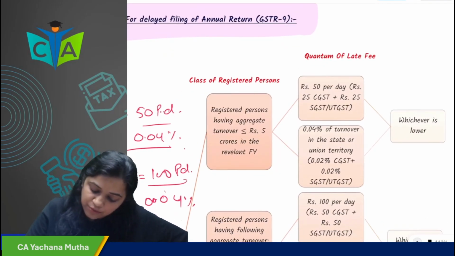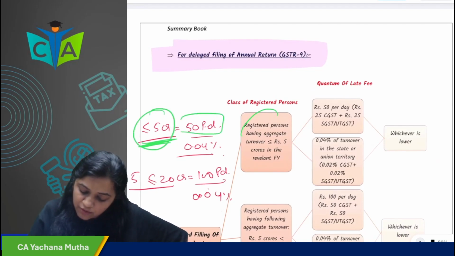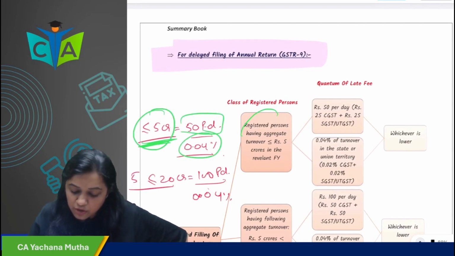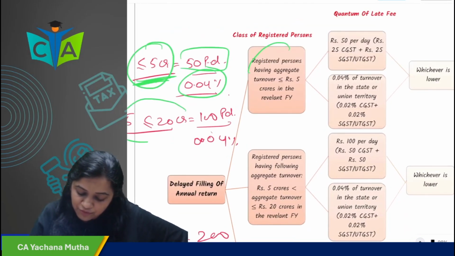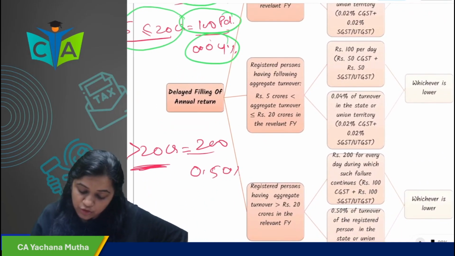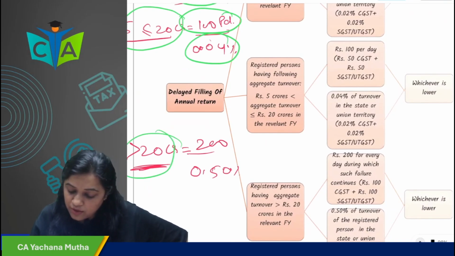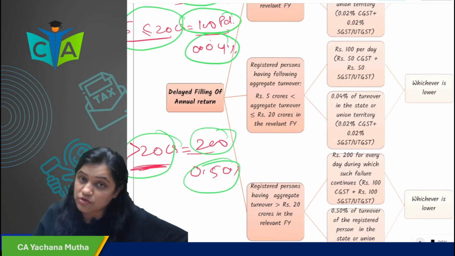if you are a registered person whose aggregate turnover is less than or equal to 5 crore, then 50 rupees per day or 0.04% of the turnover in the state or union territory, whichever is lower. If your turnover is between 5 crore and 20 crore, then 100 rupees per day or 0.04% of the turnover in the state or union territory, whichever is lower. But if your turnover is more than 20 crore, then 200 rupees per day or 0.5% of the turnover in the state or union territory, whichever is lower.